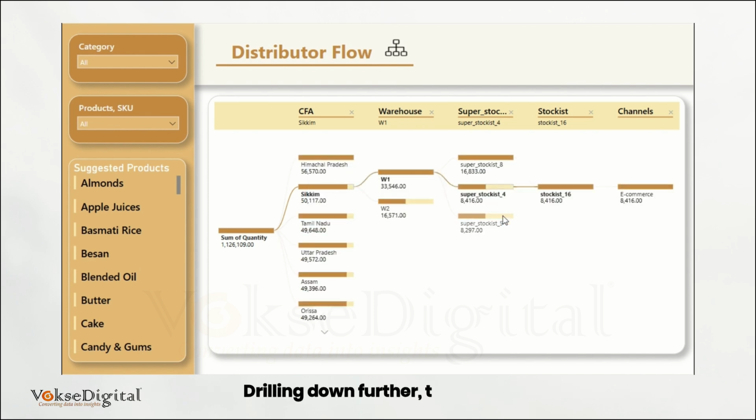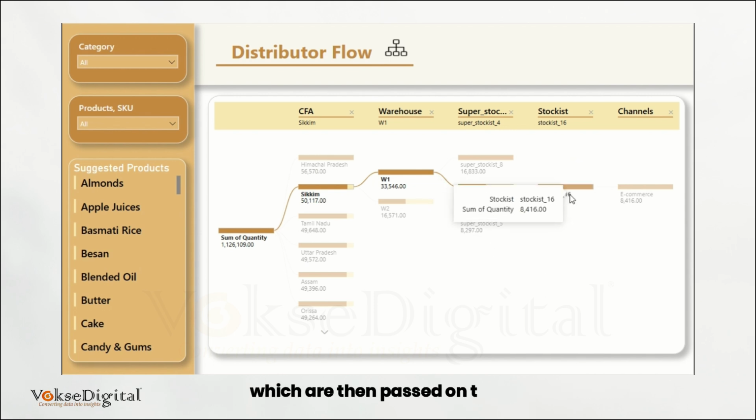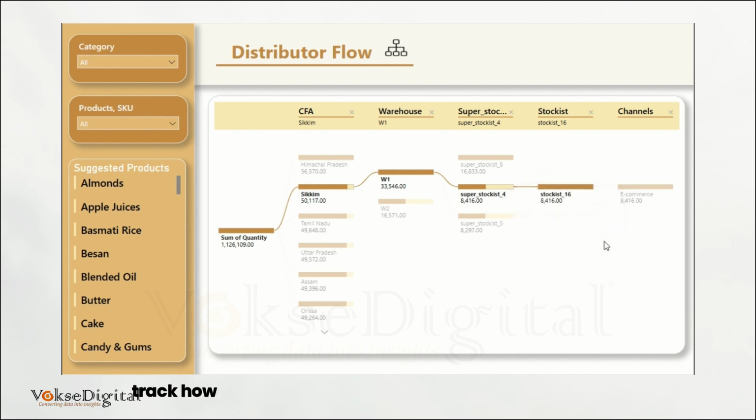Drilling down further, the superstockists receive inventory from warehouses. For example, Superstockist 4 receives 8,416 units, which are then passed on to Stockist 16. This level of breakdown helps businesses track how stock moves through different intermediaries.